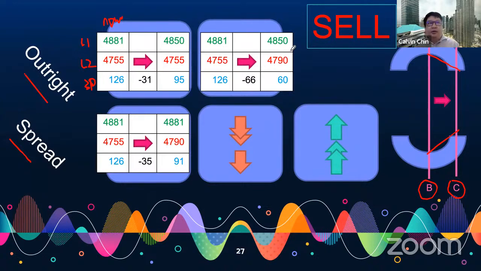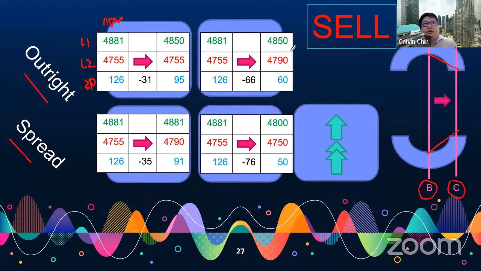Okay. Then the next one is the first leg drops more than the second leg. So you see here from 4881 drop until 4800, drop 81 points. And then the second leg is 4755, drops to 4750, only drops 5 points. You also get the spread narrowing. Okay, narrow from 126 to 50. Okay, drop 76 points.